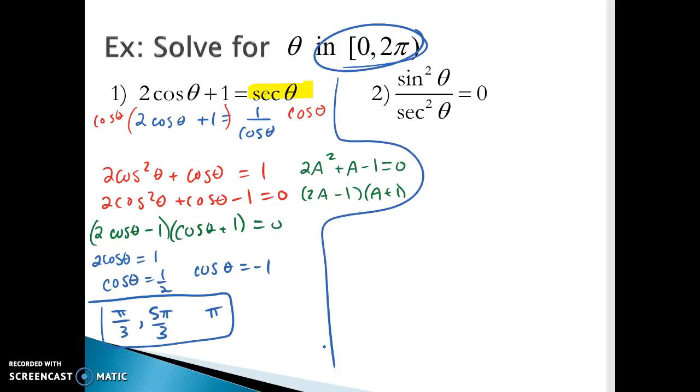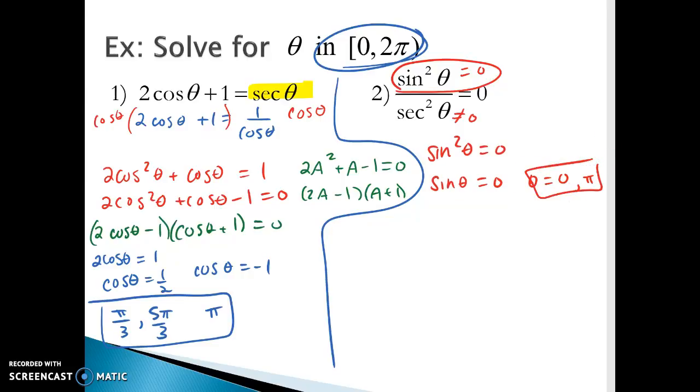Now if we look at our next problem, we have sine squared theta divided by secant squared theta. If we think about what we know about rational functions, we know that the denominator is not allowed to equal 0. The only way that a fraction can equal 0 is if the numerator equals 0. So this is all that I need to focus on. I say sine squared theta equals 0. We square root both sides and get that sine theta still equals 0. Now there are 2 answers where sine equals 0, and that happens at 0 and pi radians.